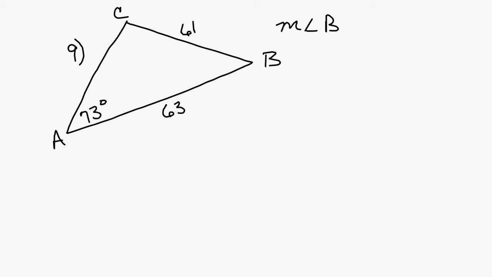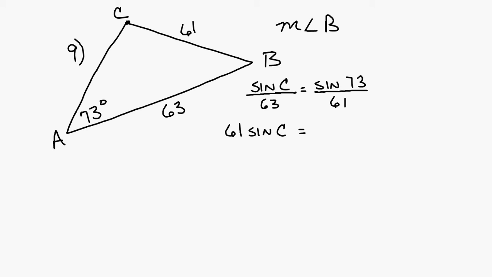So you're going to repeat the process that you just did on number 8. You're going to find angle C first, and then you're going to subtract C and A from 180, and it'll give you angle B. So the sine of C over 63 equals sine 73 over 61. Crisscross multiply. 61 sine of C equals 63 sine 73.